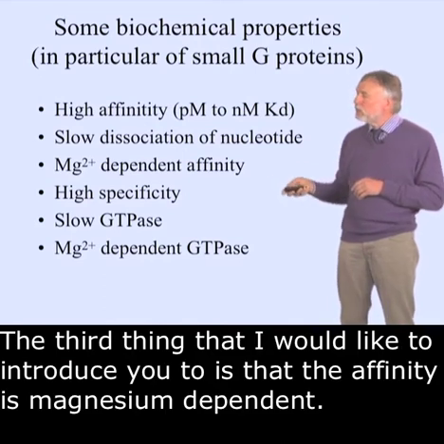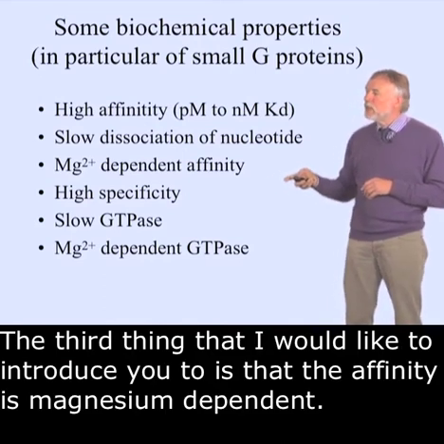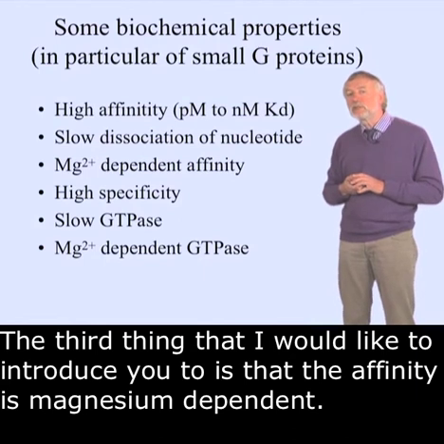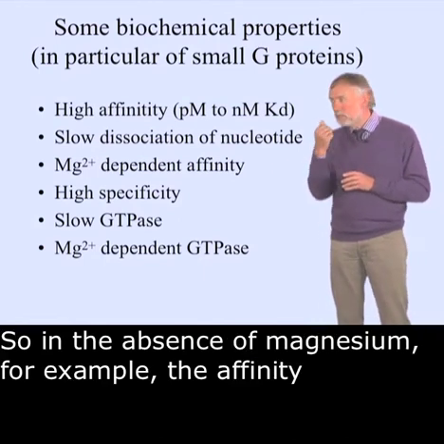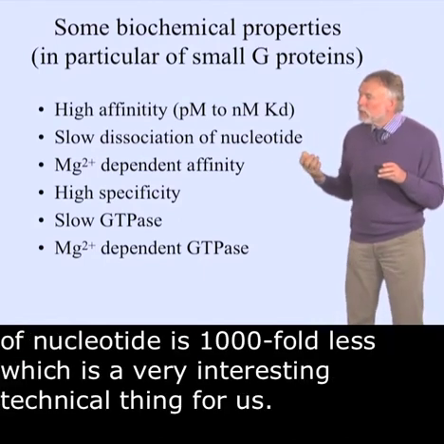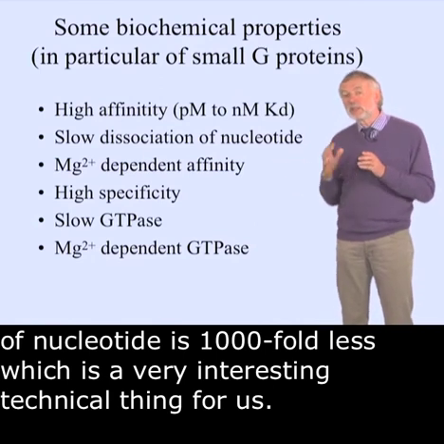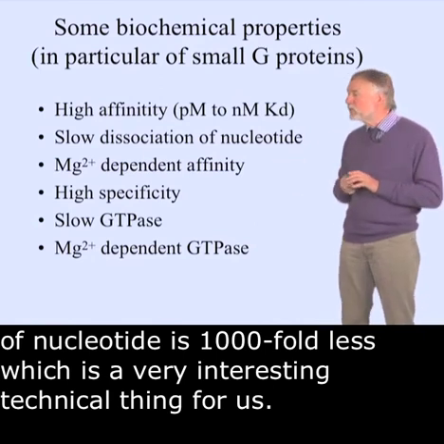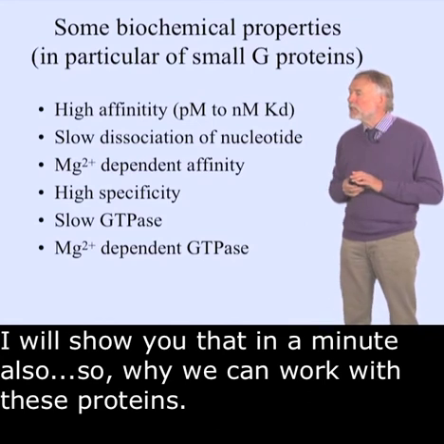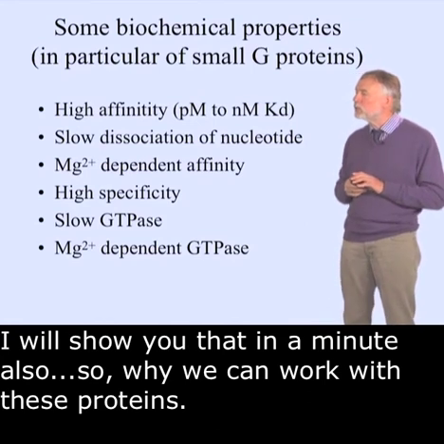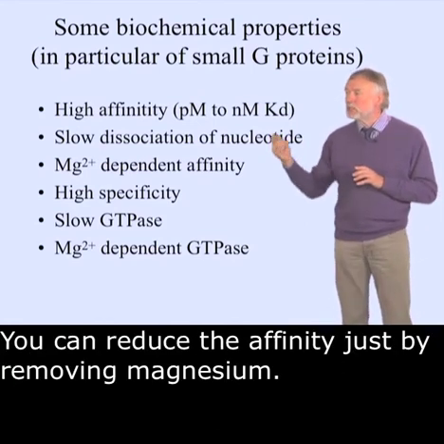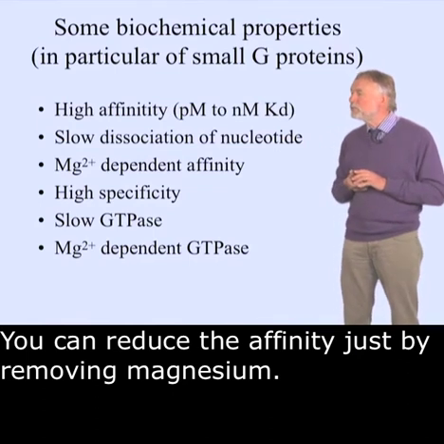The third thing that I would like to introduce you to is that the affinity is magnesium dependent. In the absence of magnesium, for example, the affinity of nucleotide is 1,000-fold less, which is a very interesting technical thing for us. I will show you that in a minute also, why we can work with these proteins. We can reduce the affinity by just removing magnesium.